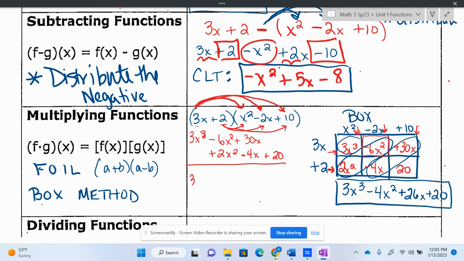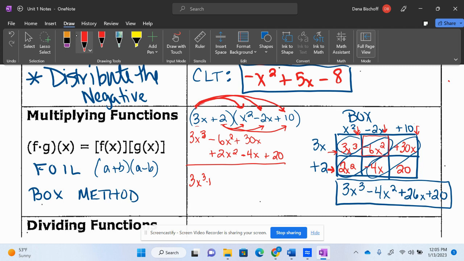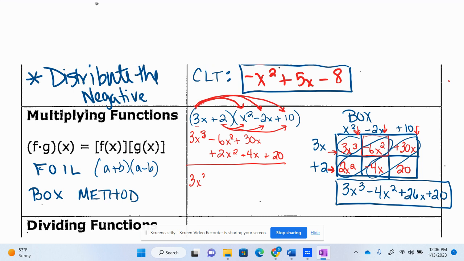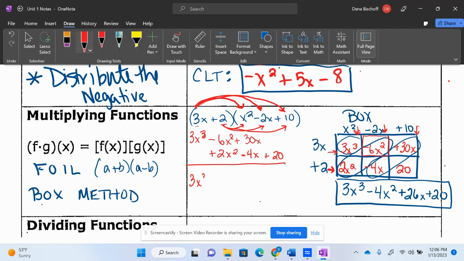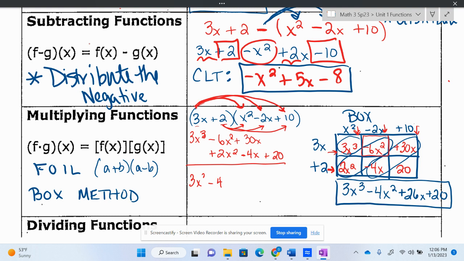So 3x cubed, plus, actually it's going to be minus. I have a negative 6 and a positive 2, so minus 4x squared plus 26x plus 20. Sorry, there was a bug on my desk. So if we did it right, we get the same answer. Okay, so again, I want you to use whatever method works best for you.